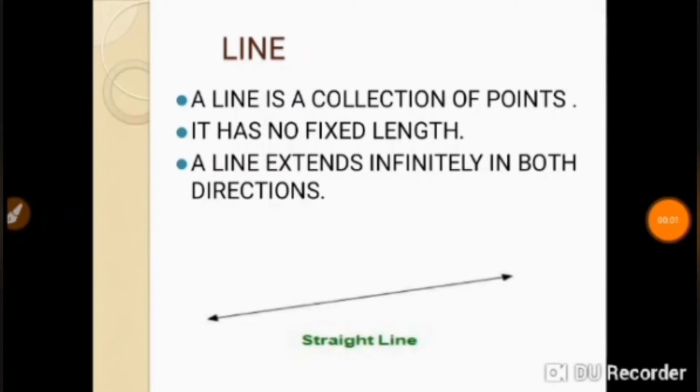Now let us talk about a line. When points arrange on a straight path, they form a line. So a line is a collection of points.